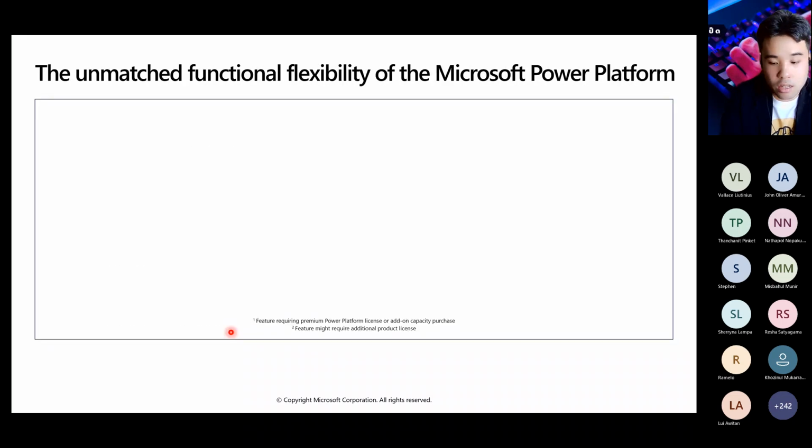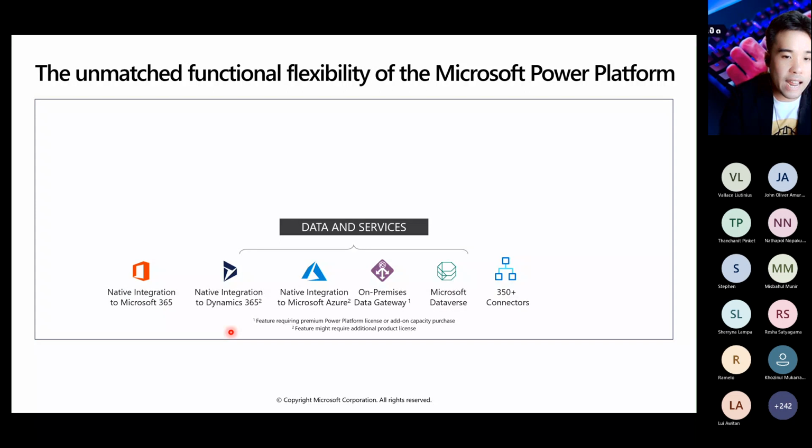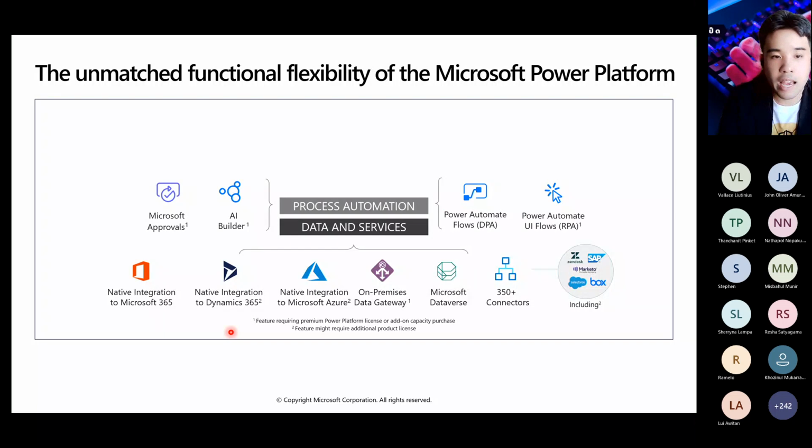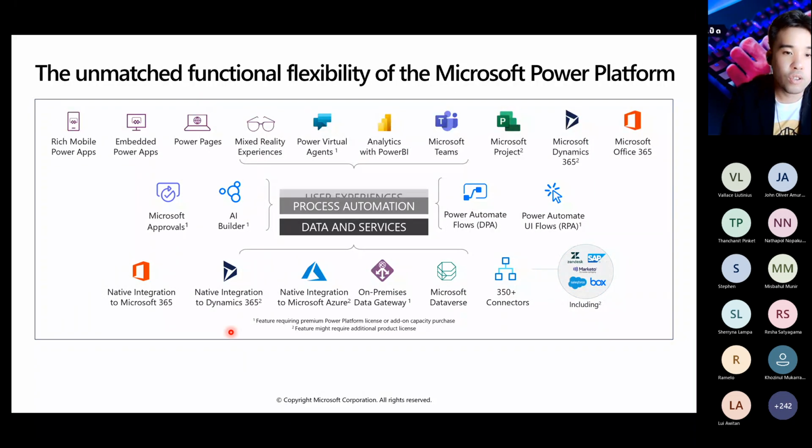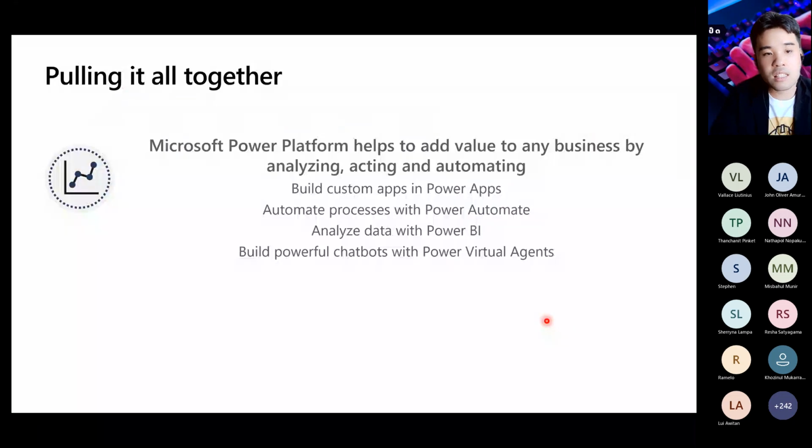So this is an overview of the integration of the Power Platform, right? There is data and services right here, and also some of the legacy systems and the process automation, approvals, AI Builder, Power Automate Desktop, Power Automate cloud, and the user interface and user experience, right? Power Pages, Power Apps, Virtual Agents, BI, Teams, and Dynamics, Office, and so on, right? So this is the overview of what the Power Platform can bring to you. So let's think about putting it all together.